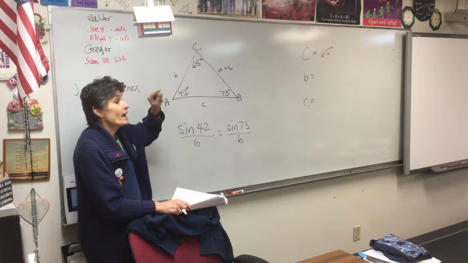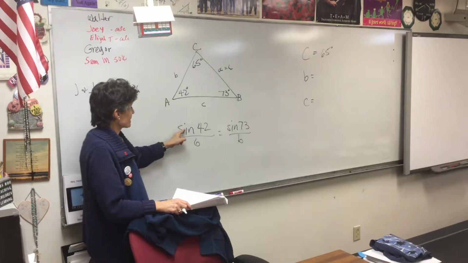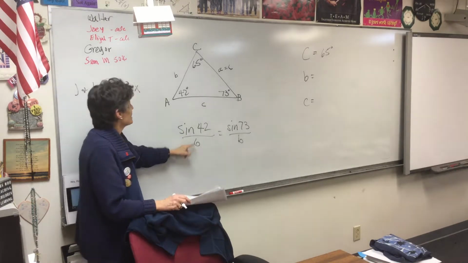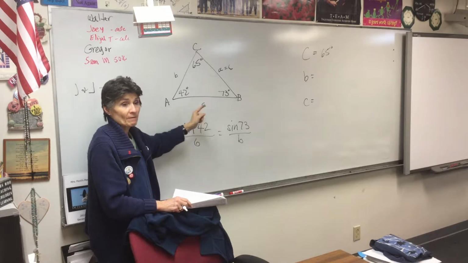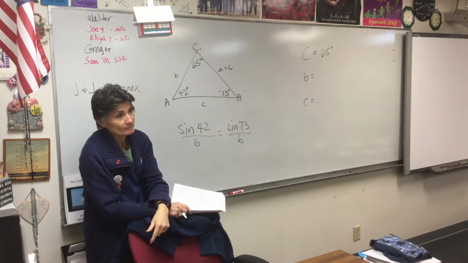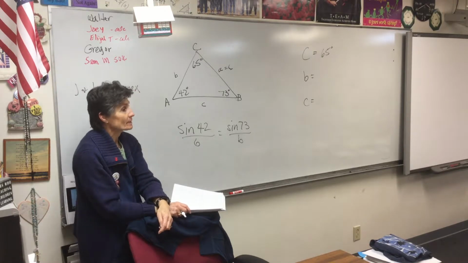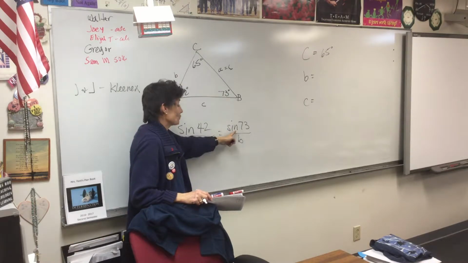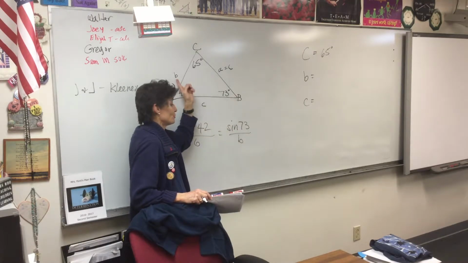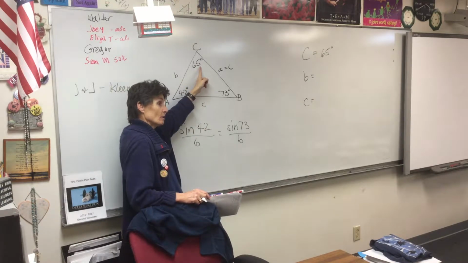Now, did she have to start that way? No. She could have said sine 42 over 6 equals sine 65 over C. And in fact, that will be our next step, right? And so this equation is finding the little b, because you're using angle 73. If you're using angle 73, then you're doing little b. If you want to find little c, you have to use angle 65.